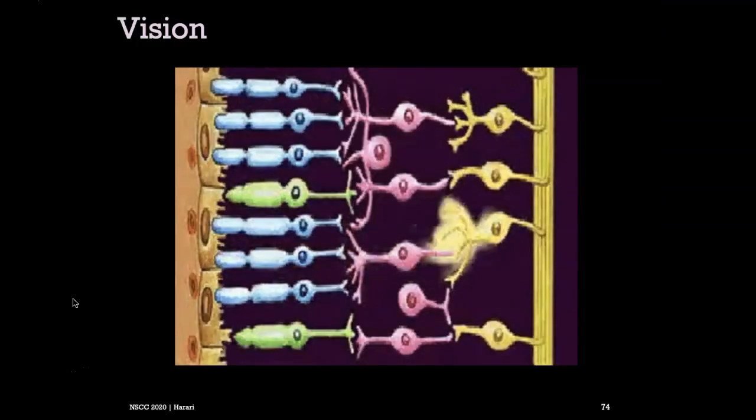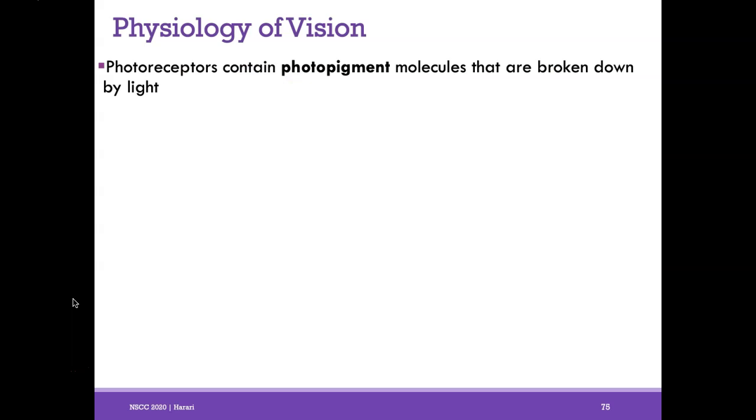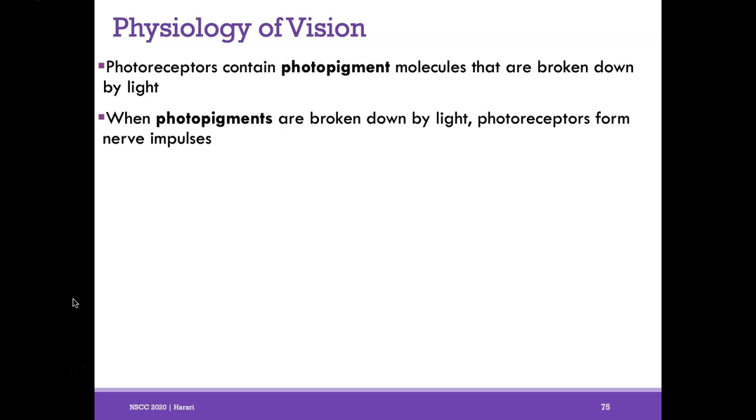Great, so that's a good overview of what we spoke about and what we're about to delve a little bit deeper into. So let's talk about the physiology of vision. And for this, we have to zoom into the photoreceptors. So the rods and cones contain photopigments that can be broken down by light. So that's the first step. We have photoreceptors that have special pigments that can be broken down by light. And when these pigments are broken down by light, the photoreceptors form nerve impulses.